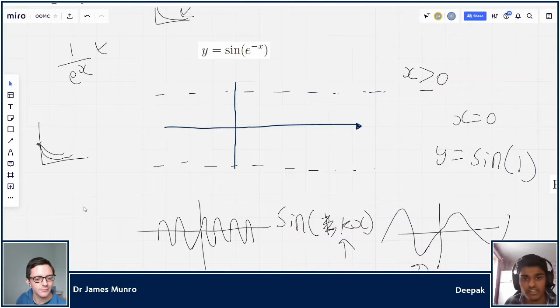So it's not immediately obvious. We have a rough idea of it, but to get some nice points, we should probably end up finding some turning points or something like that. So let's have a go at differentiating this, sine of e to the minus x.